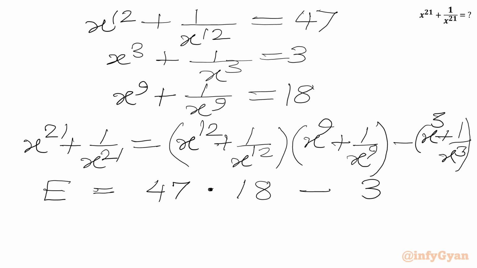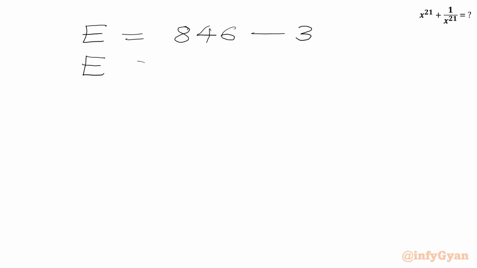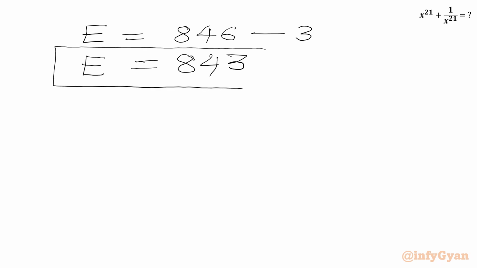Now 18 times 47 is 846. 846 minus 3. This is our required expression E. I will write here E equal to 846 minus 3, which will be equal to 843. So our final answer becomes 843.